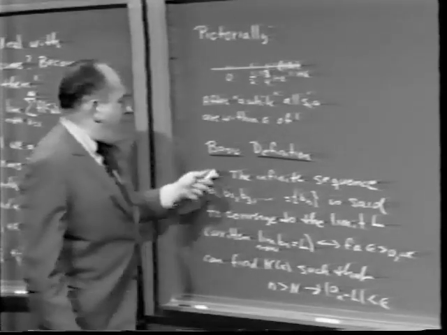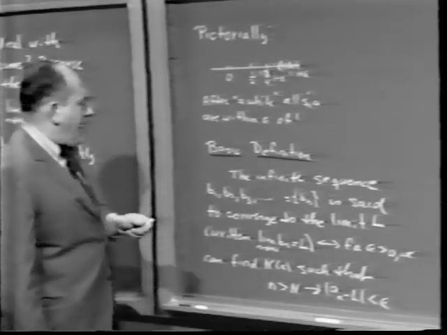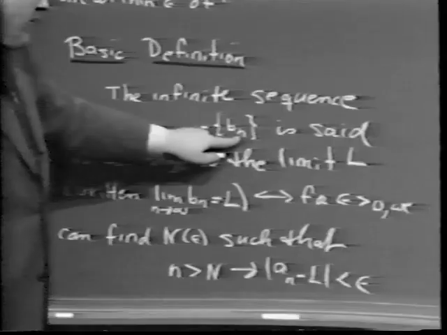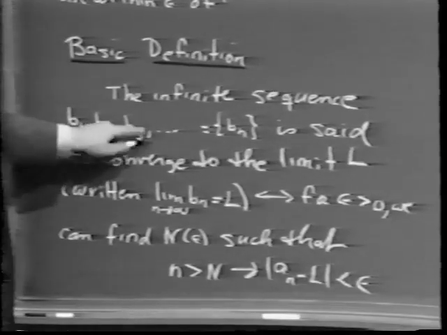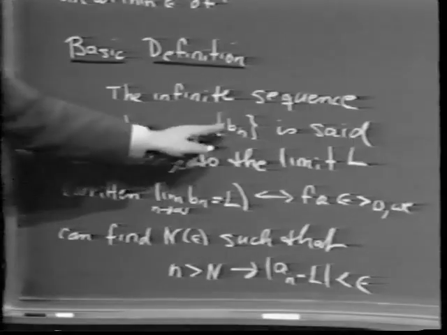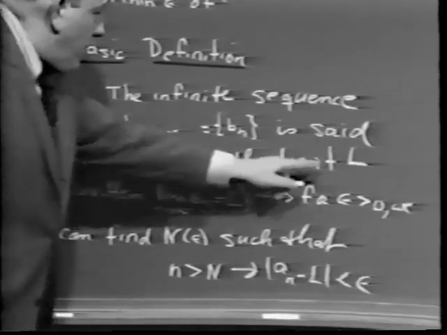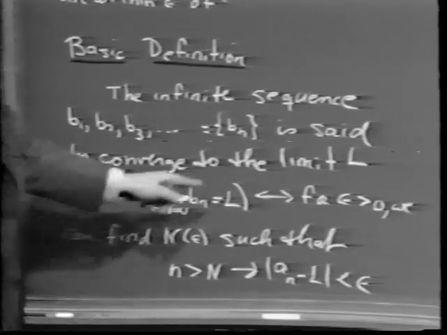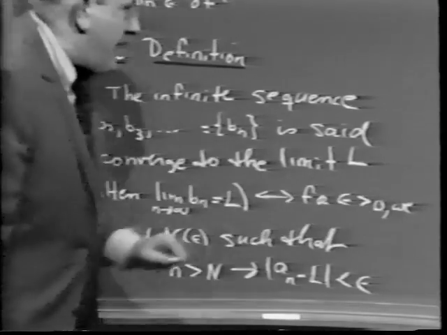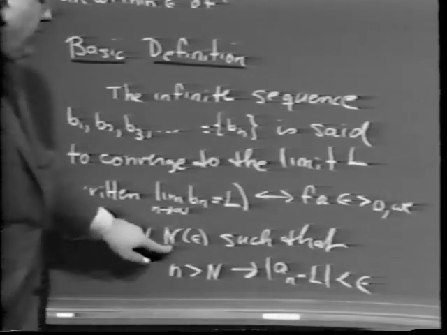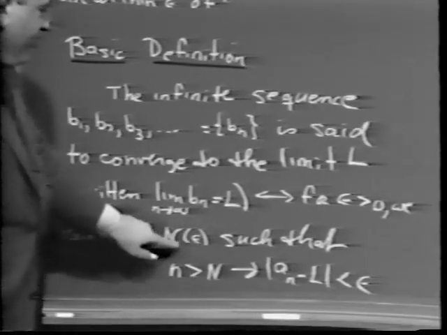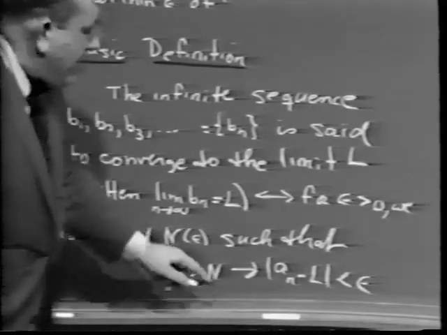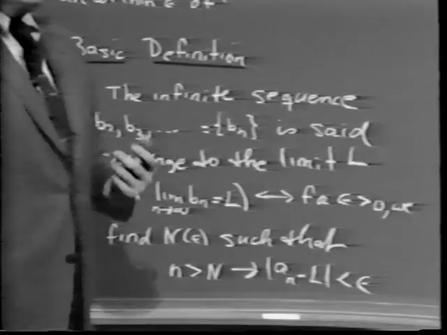In any event, going back to something that we've been using for a long time, our basic definition is the following. If you have an infinite sequence, say a collection of terms b sub n, in other words b1, b2, b3, etc., without end, we say that that sequence converges to the limit L, written the limit of b sub n as n approaches infinity equals L, if and only if, for every epsilon greater than 0, we can find a number N, which depends on epsilon, notice the notation here, N is a function of epsilon, such that whenever little n is greater than capital N, the absolute value of a sub n minus L is less than epsilon.